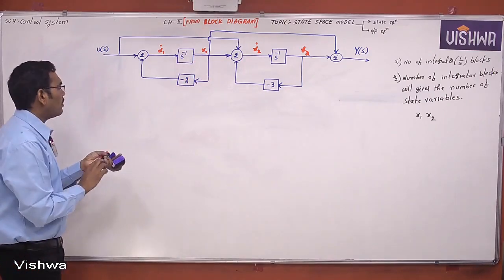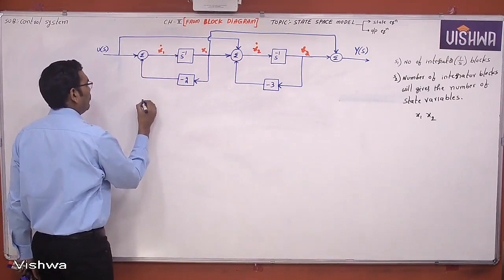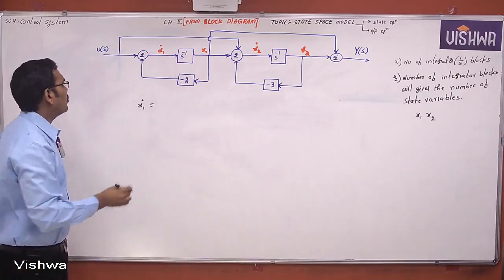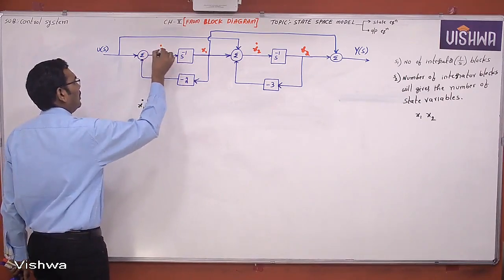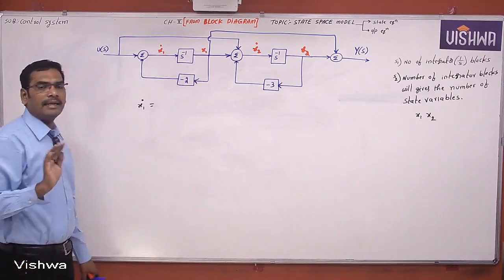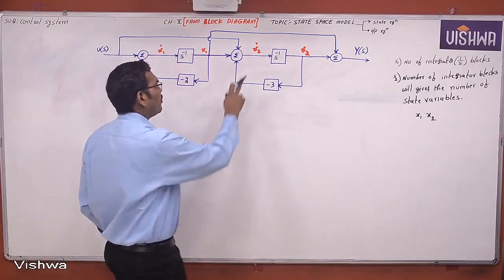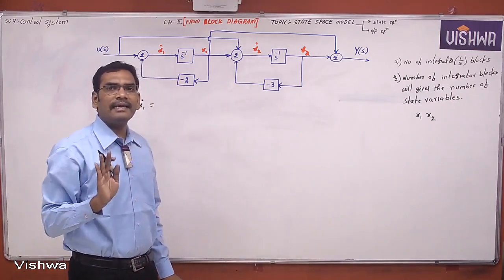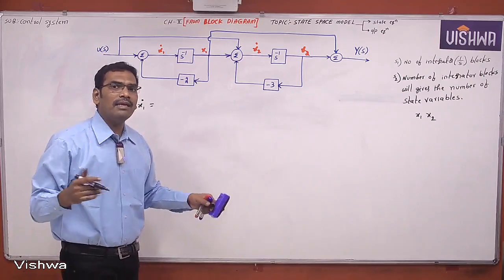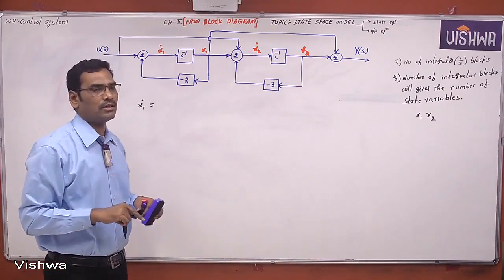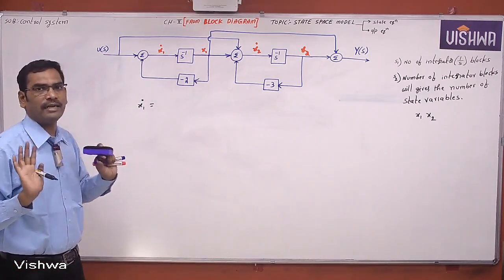So what should you do? I want x1 dot equal to something. So take only the incoming branches to the x1 dash. If you want to write the x2 dash equation, take all the incoming paths to the x2 dash. That should be the equation of x1 dash and x2 dash.